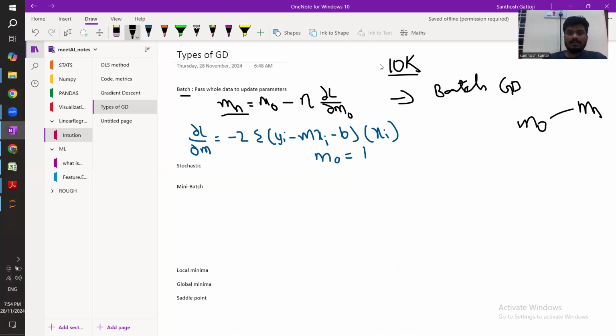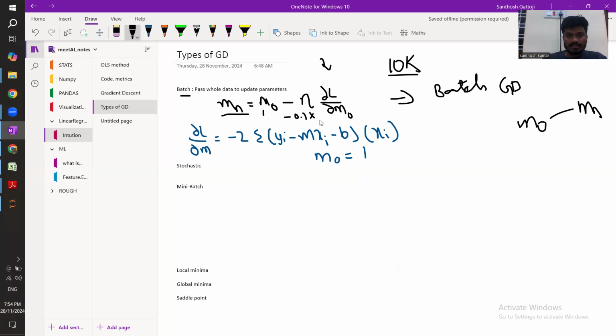To do one step, if I need to move, what happens is you will pass the complete data set, and then you calculate the complete loss and put it over here. Once you do this, you will get this dou L by dou M. And then you will put M naught will be 1 minus learning rate, 0.1 for example, into whatever you are going to get.